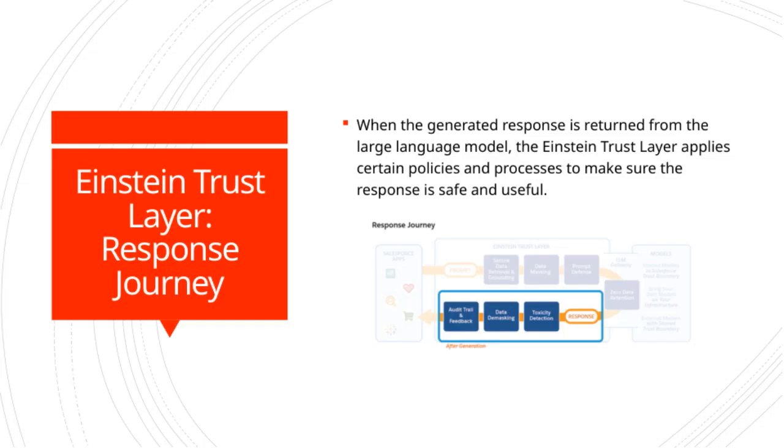When the generated response is returned from the large language model, the Einstein Trust Layer steps in to ensure everything is appropriate. It applies specific policies and processes designed to make sure the response is both safe and useful. This is a crucial part of the overall system because it helps maintain trust and integrity in the interactions. Think of it as a quality control checkpoint that filters and refines the output before it reaches the user.